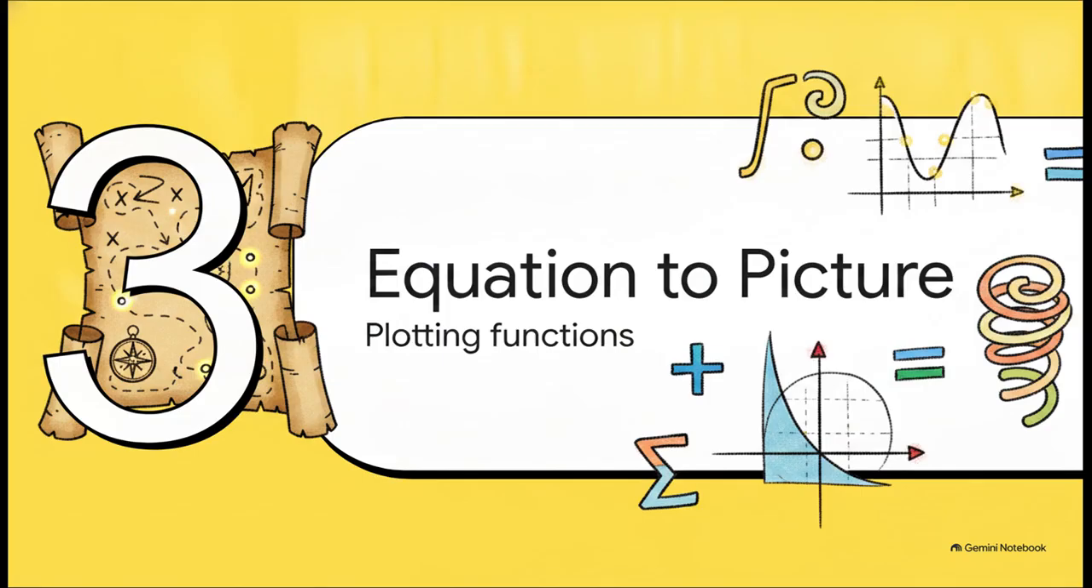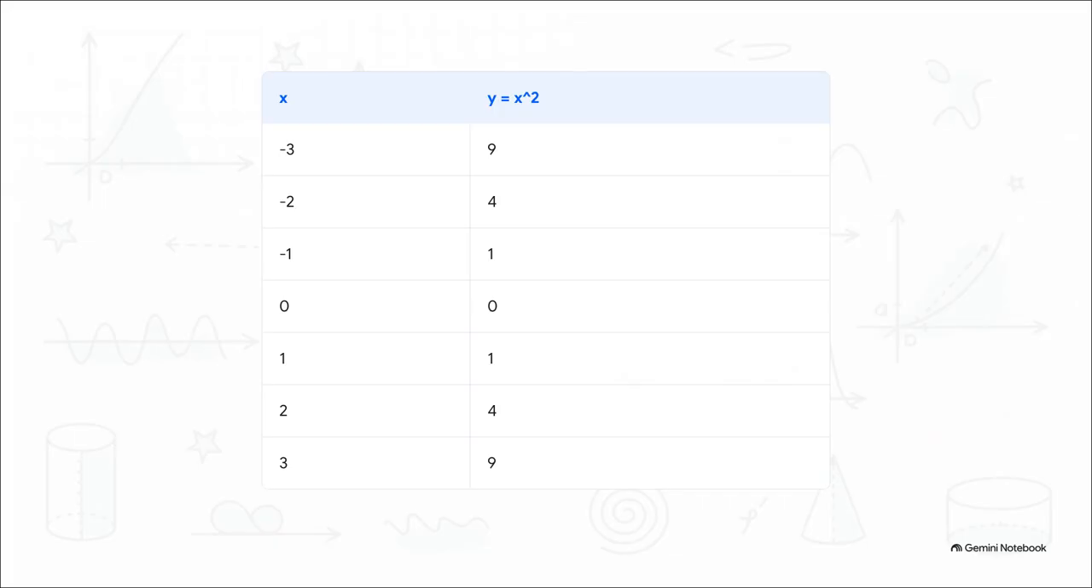Section 3. From equation to picture. Okay, this is where things get incredibly exciting. We are moving way beyond just plotting single points on a map. Now, we're going to translate entire mathematical equations into full-blown visual pictures. Let's take a look at the function y equals x squared. This equation is just a rule saying our y value depends on whatever our x value is multiplied by itself.